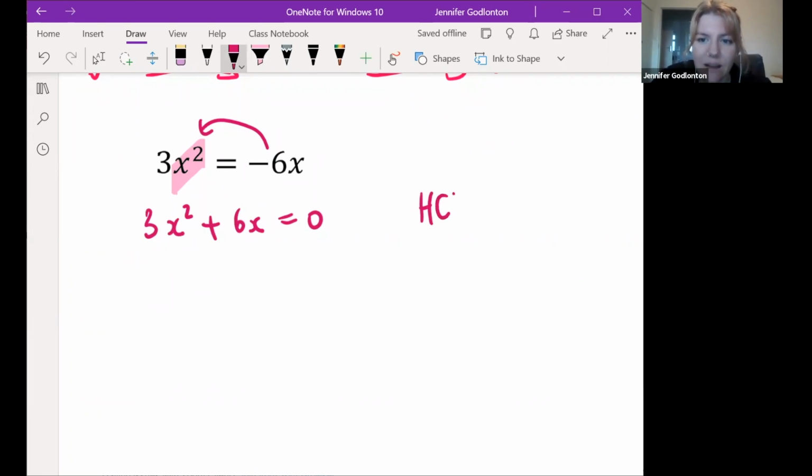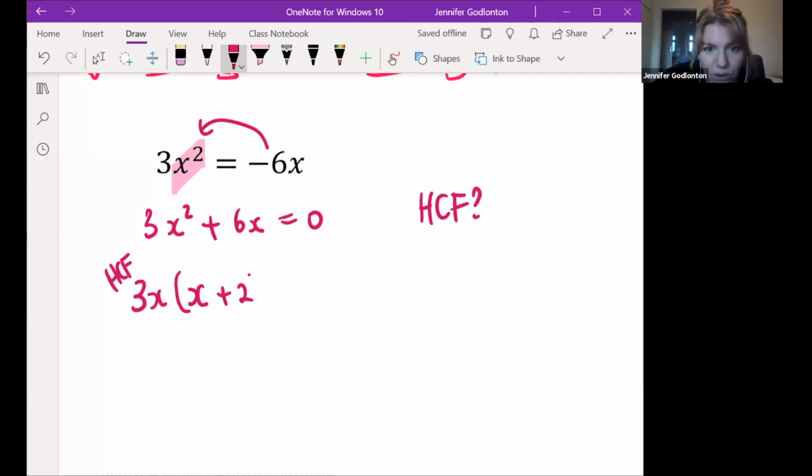If there is a highest common factor, we have to take it out. And in this case, there is, it's 3x. So we're going to take 3x out as a highest common factor, and we would be left with x plus 2, and that's equal to 0. This step here gives you 1 mark. Moving it to standard form gives you 1 mark.